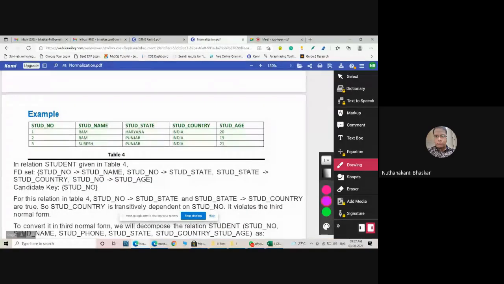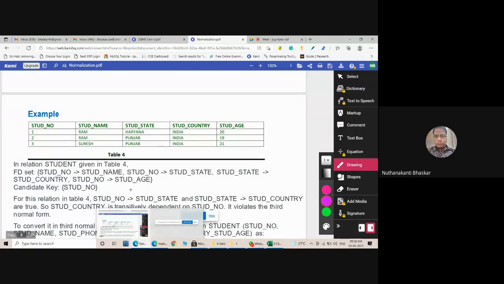Here is one more example: student number, student name, student state, student country, and student age. Can any one of you tell me what functional dependencies are there here? First of all, you need to find the functional dependencies. After finding them, you need to check whether there is any transitive functional dependency or not. If there is none, it is in third normal form. If there is any, you need to decompose. That is the idea.